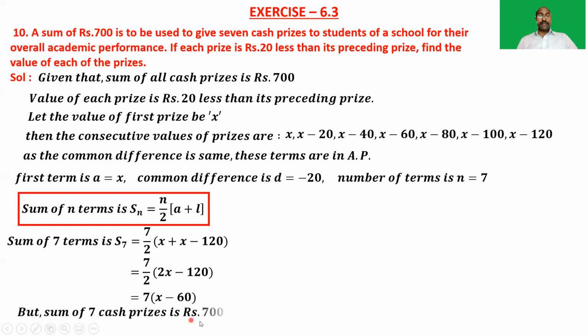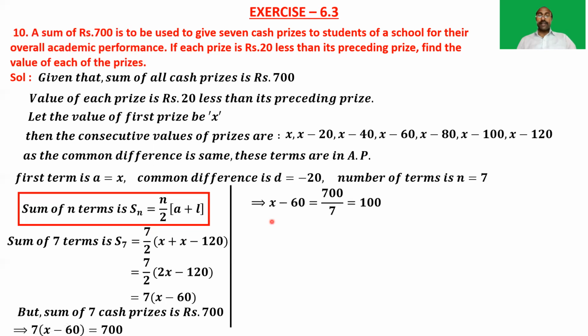But the sum of 7 cash prices is 700. So 700 is equal to 7 into (x minus 60). And from this we can write x minus 60 is equal to 700 by 7, which is equal to 100. And x is equal to 100 plus 60, which is 160. So in that way we got the first price as 160.